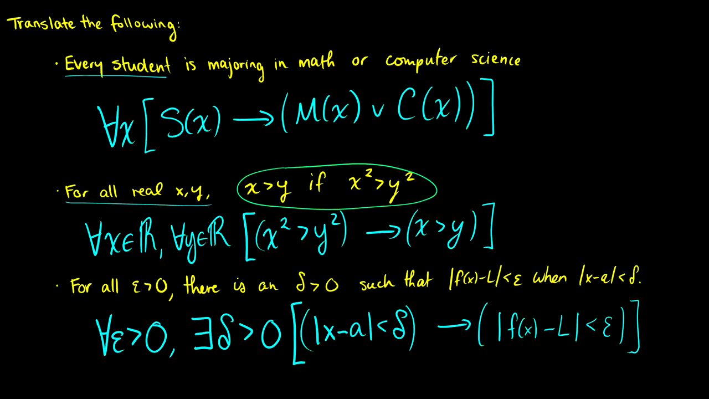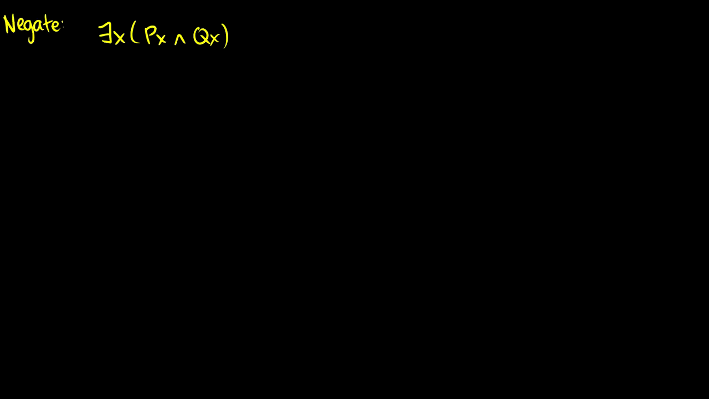I almost guarantee on any midterm, you're going to get this question. You'll probably get this exact question, and you might be asked to negate it. So let's do some practice with negations. Negate there exists an x, p of x and q of x. I didn't put the brackets around the p of x and q of x. Stylistic choice, I guess.